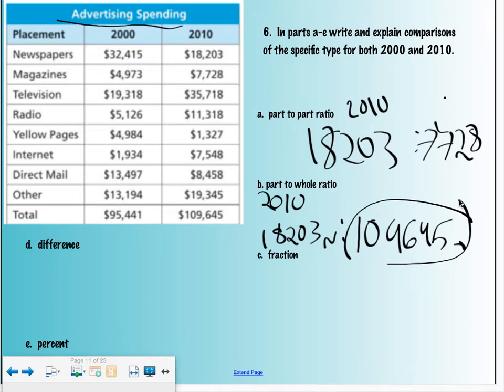So, I'm not going to go through all of these, but make sure you can do this for a fraction, a difference, and a percent. Does anyone not know how to do this for a fraction, a difference, or percent, or would like to see one? Which one do you want to see? Fraction. Alright, let's do fraction.